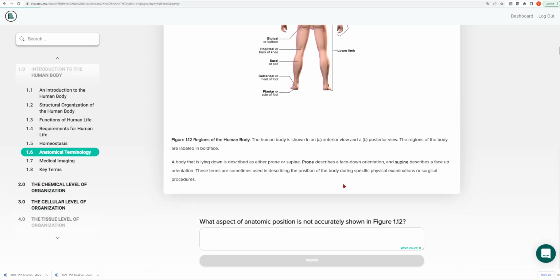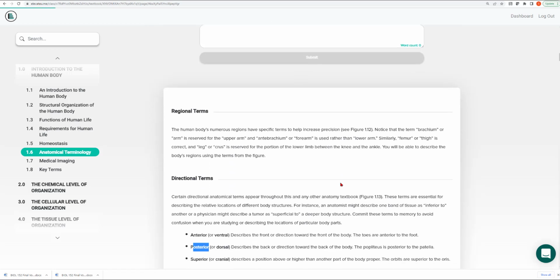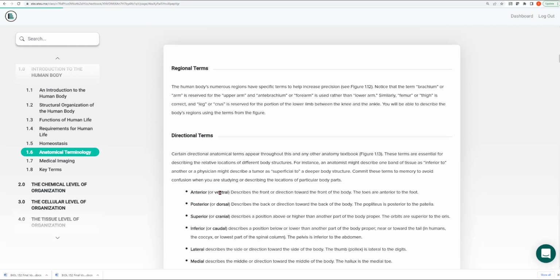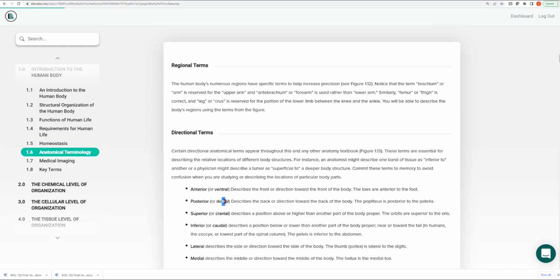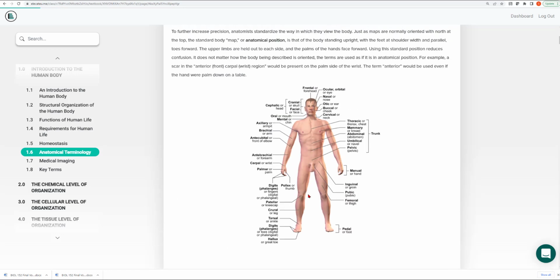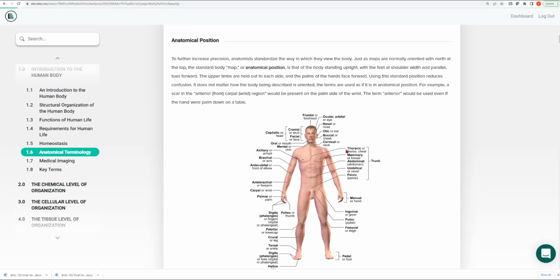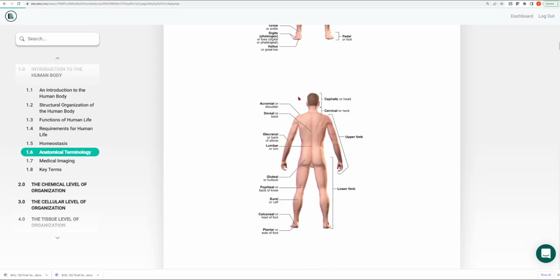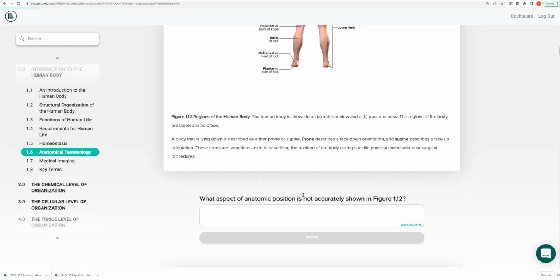Another pair of terms that mean the same thing for humans: ventral and dorsal. Ventral means toward the belly, toward the front. Dorsal, think dorsal fin on a shark, toward the back. So you could also say that this is a ventral view and that this is a dorsal view, although you'll hear and see anterior and posterior more commonly.